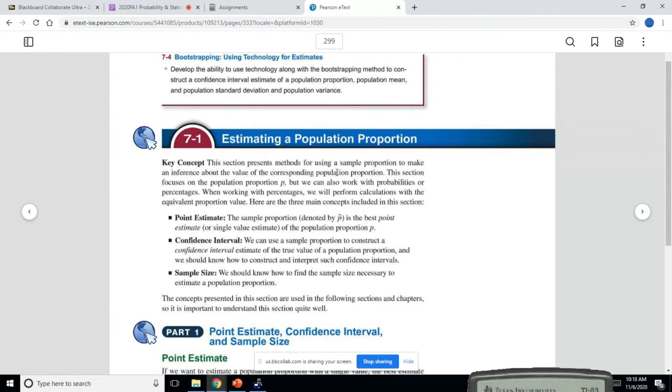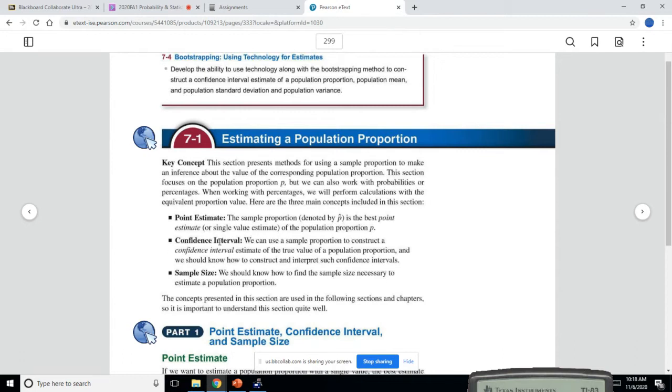And in these sections, we're looking at using methods for a sample proportion or a sample mean to make an inference about the corresponding population proportion or the corresponding population mean. We have what's called a point estimate, and as far as a proportion is concerned, the best point estimate for our population proportion would be p hat.